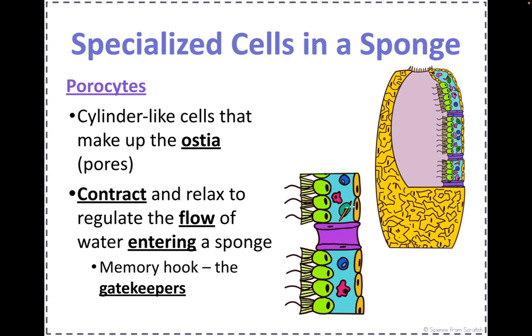All right, we're almost through. Next one we're going to talk about is a porocyte. These are cylindrical cells that make up the ostia or the pores. So they contract and they relax to regulate the flow of water entering a sponge. So again, think of a memory hook. Something to refer to a porocyte as is the gatekeeper. It's going to allow or regulate the flow of water entering a sponge.